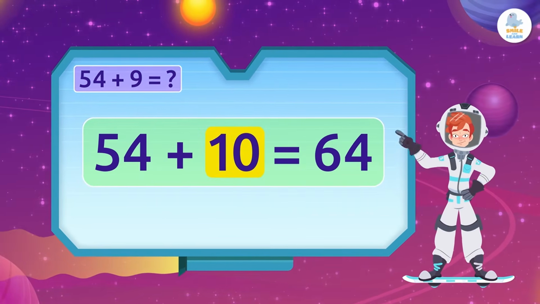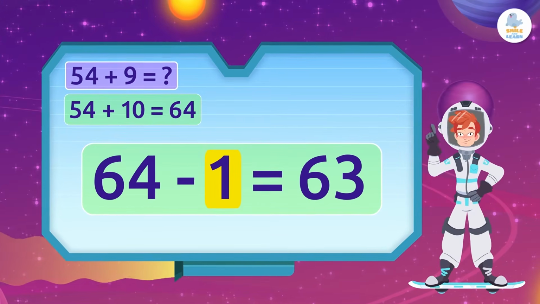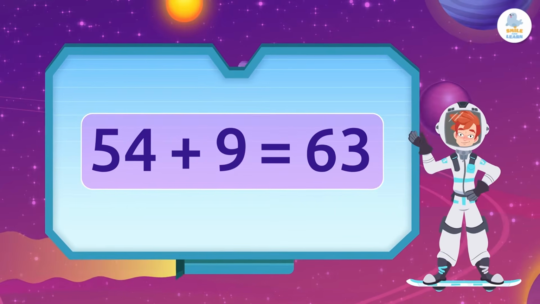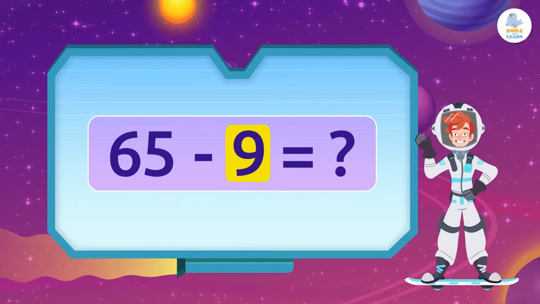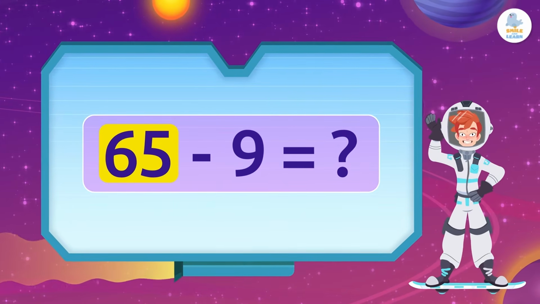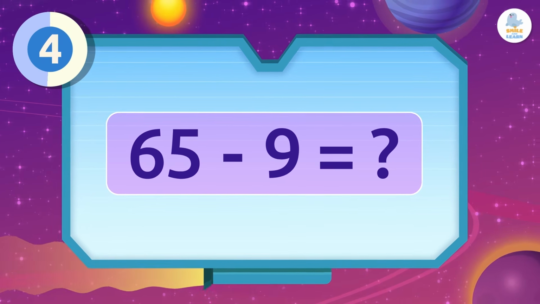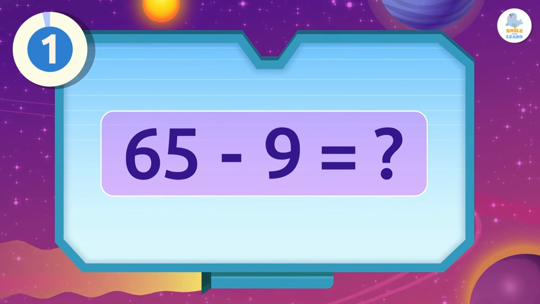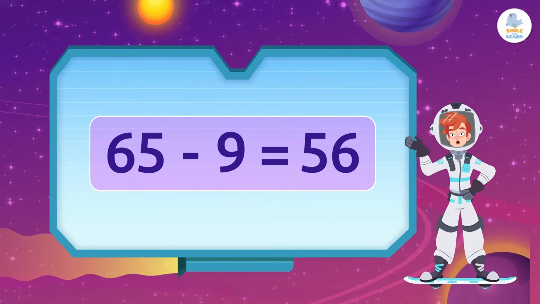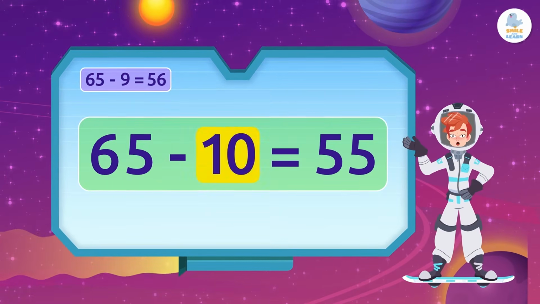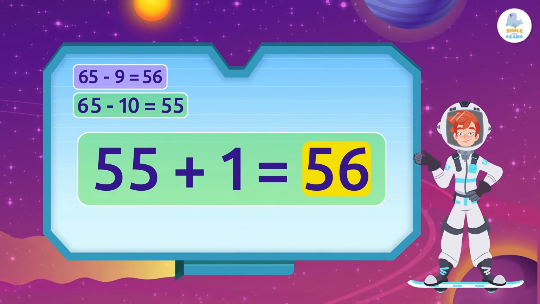First we add 10, which gives us 64, and then we subtract 1. This gives us 63. If we subtract 9 planets from 65, how many planets are there? Exactly, 56, because as we talked about, 65 minus 10 is 55, plus 1 is 56.